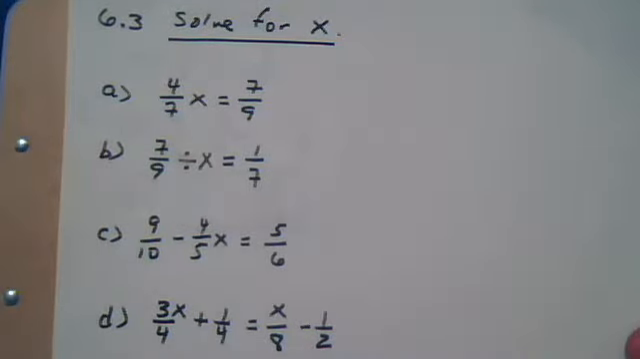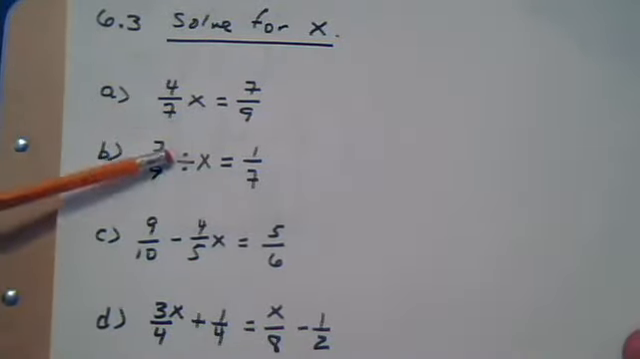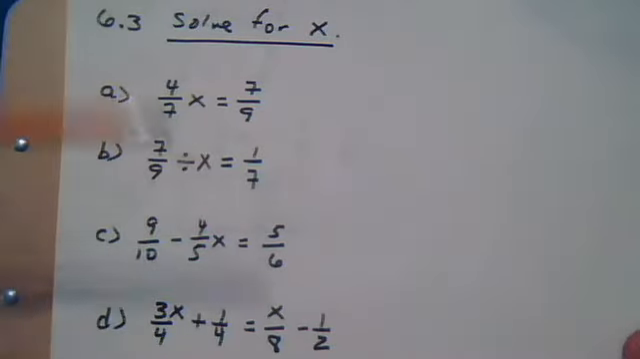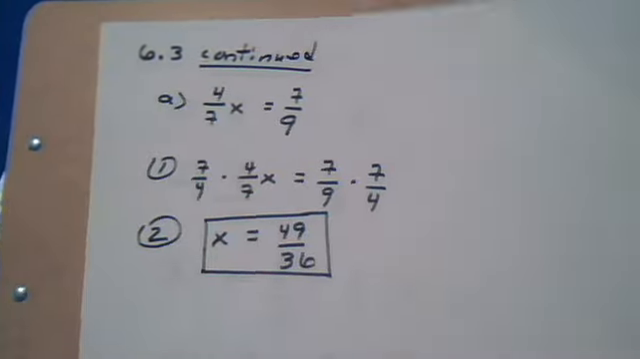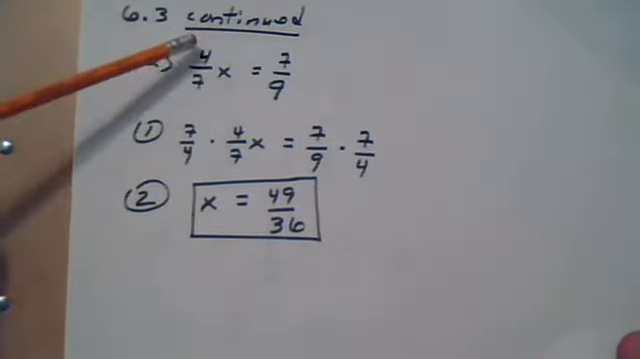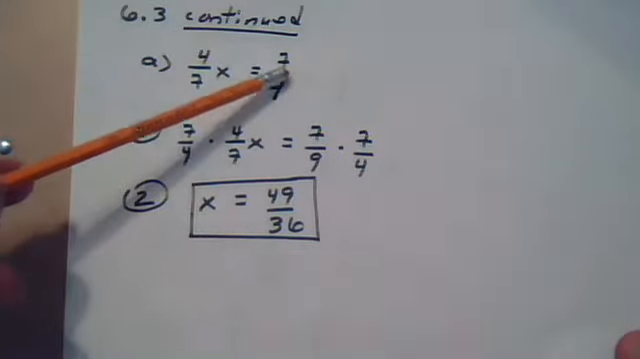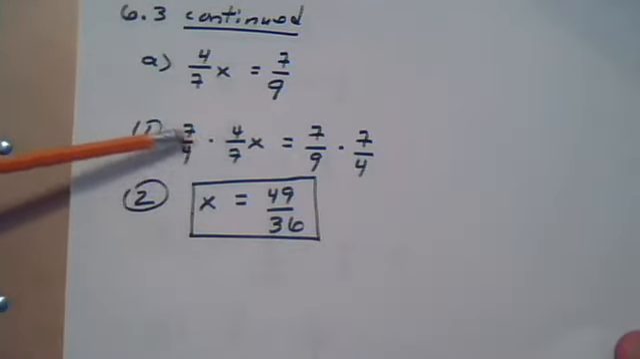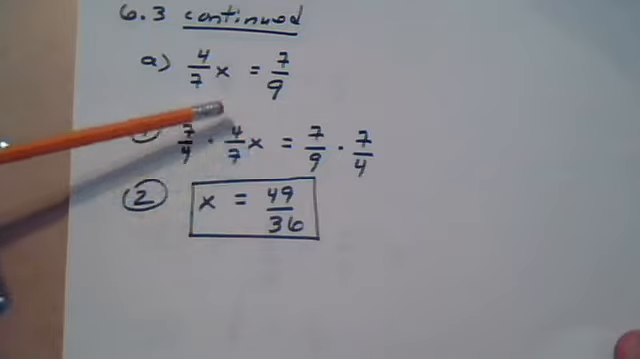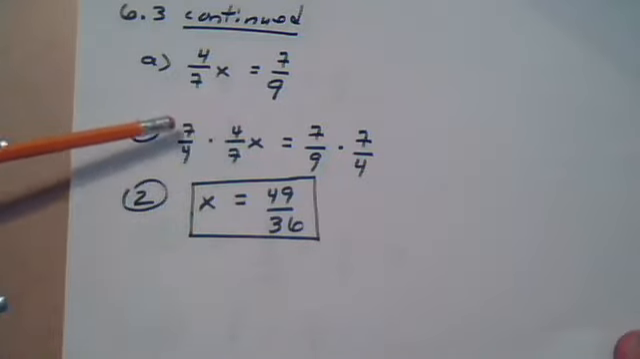Solve for x, which means that for each one of these equations, we need x on one side all by itself. So here's A. I need to cancel 4 over 7 from here and then move it over. So how do you cancel it from this side? How can I cancel 4 over 7 from this side?